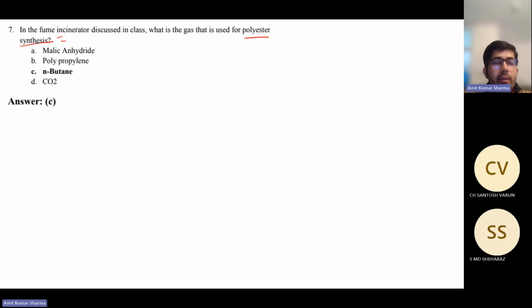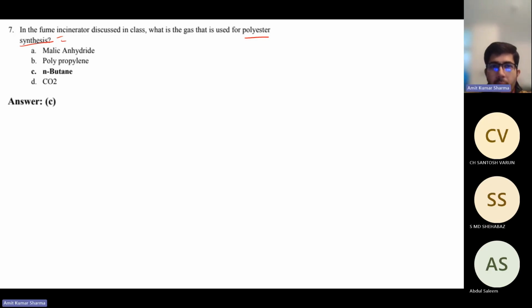It's n-butane. But in the class notes it is said that it's the tail gas, known as maleic anhydride, and it occurs due to the oxidation of n-butane. Okay, it might be the main source gas they were asking about. They are asking for the gas that is used for polyester synthesis. So that is the main one, and we are using n-butane.